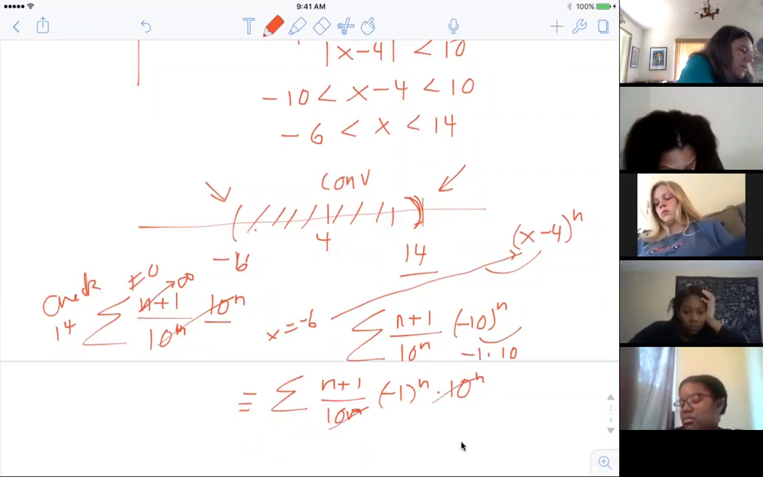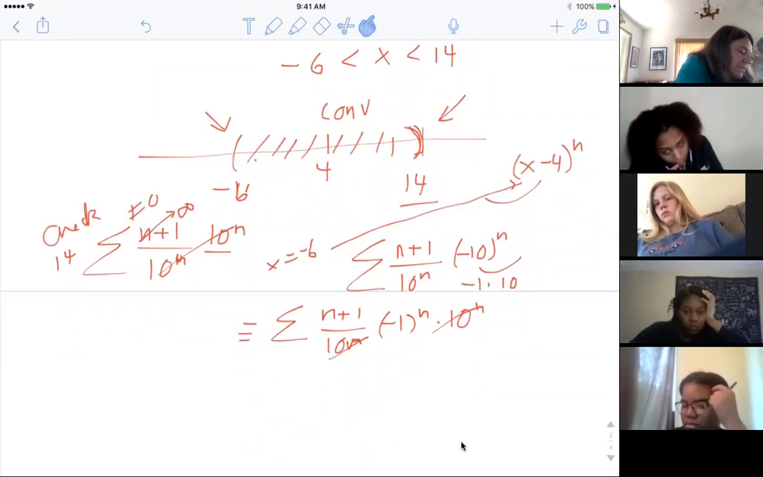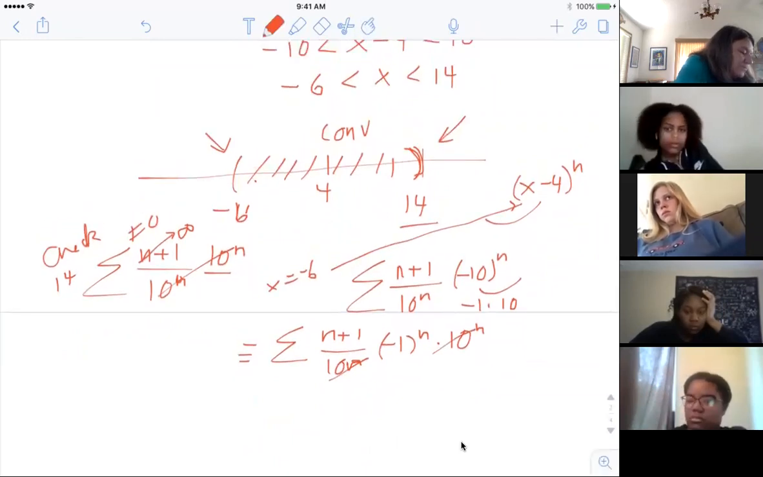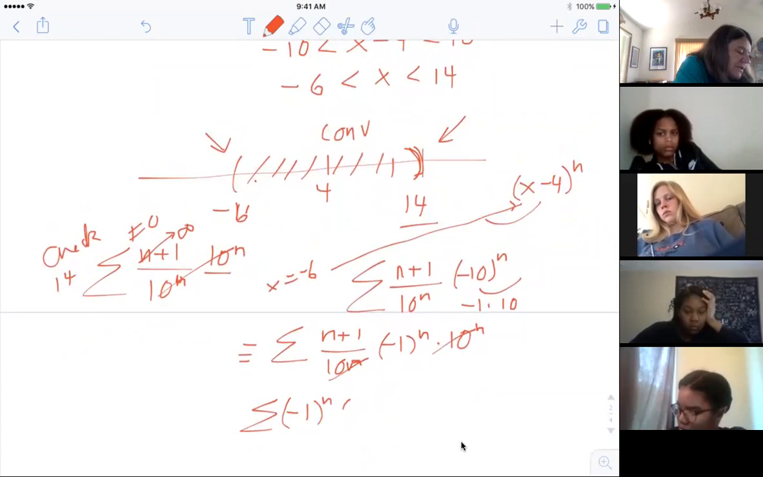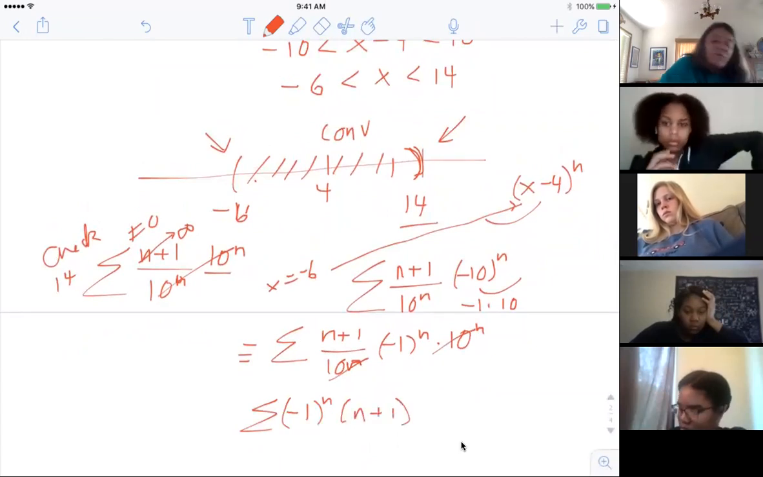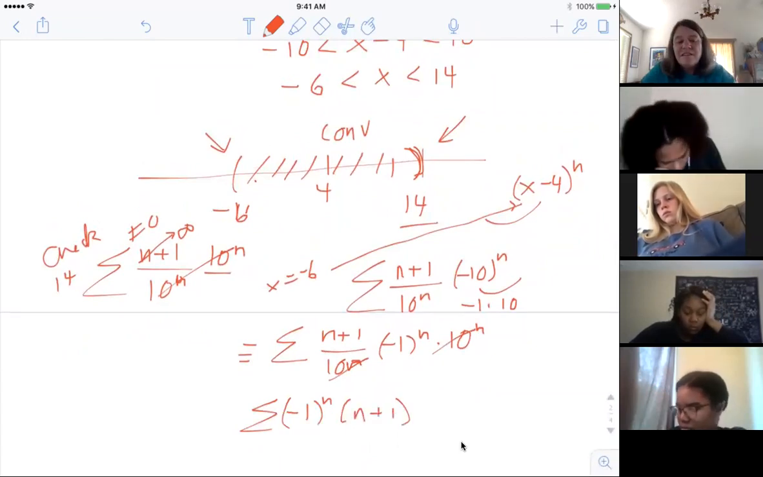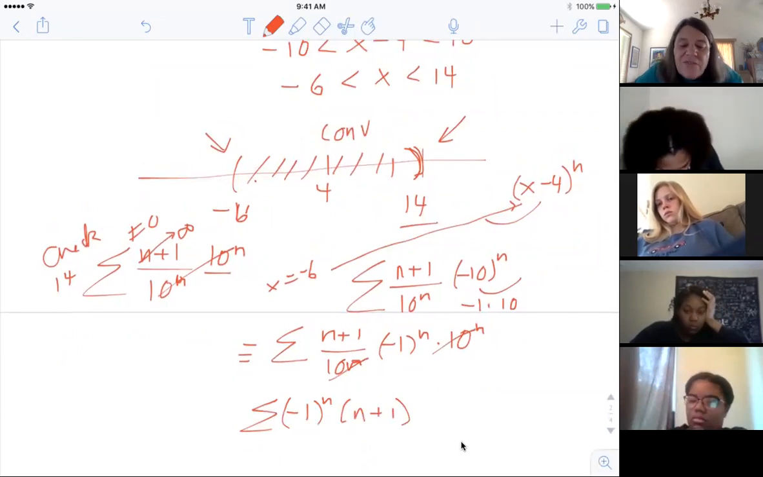I end up with the sum here, this series that says minus 1 to the nth times (n plus 1), and that is an alternating series, guys. However, does that alternating series converge or diverge? What have I got to check about? What does the alternating series test say I have to check?